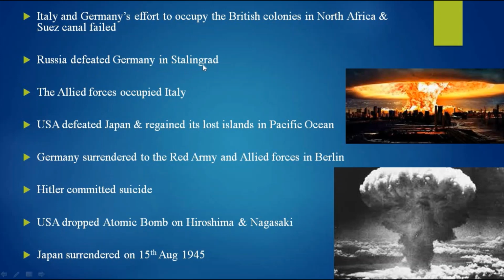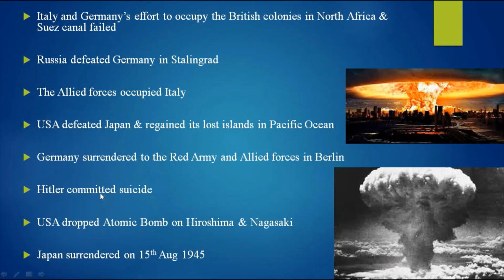Russia defeated Germany in Stalingrad. The Allied forces occupied Italy. And there, Mussolini surrendered. He was assassinated then. The USA defeated Japan and regained its lost islands in the Pacific Ocean. And the Red Army and Allied forces in Berlin defeated Germany, and Germany surrendered. And Hitler went to his secret place and committed suicide with his wife.